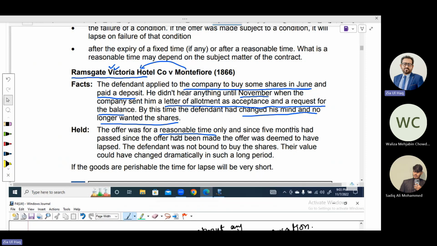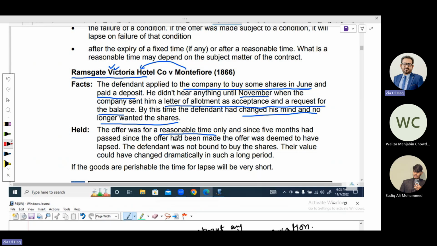Who is the defendant? M. Who is the claimant? R. The defendant applied to the company to buy some shares in June. Mr. M wanted to buy some shares of this RV Hotel. And in June, he applied for buying shares. The defendant applied to the company to buy some shares in June and paid the deposit.